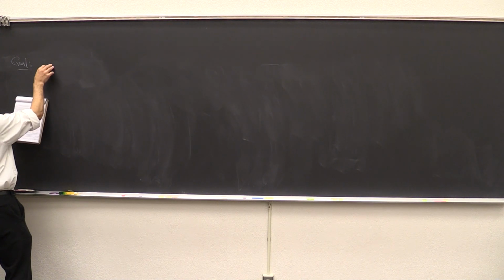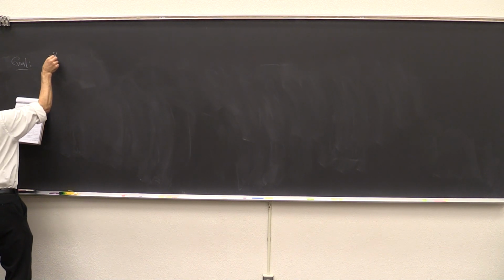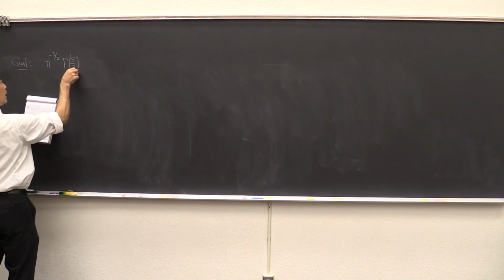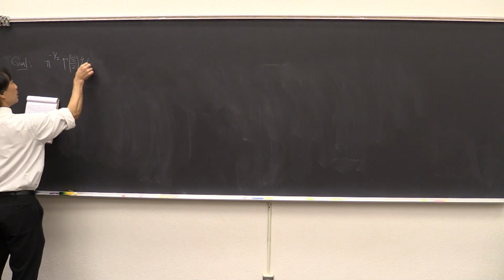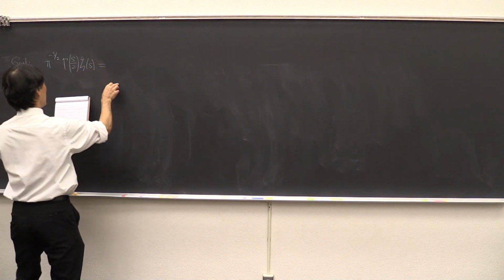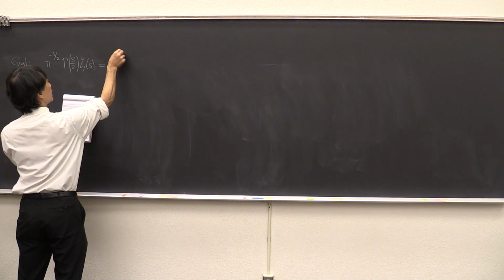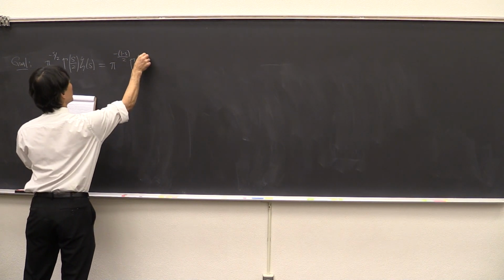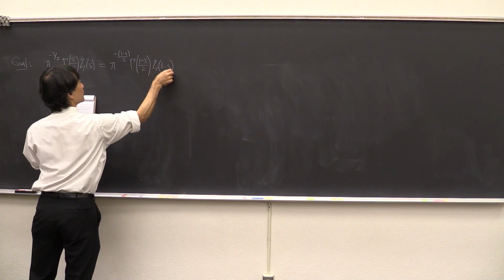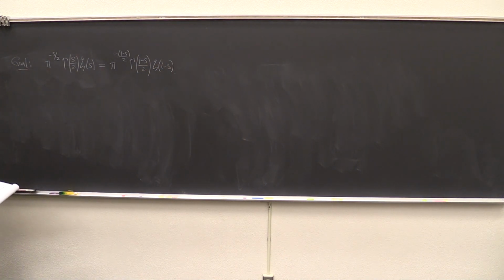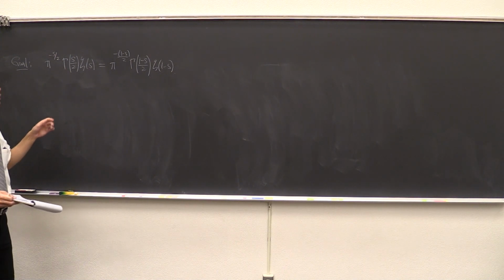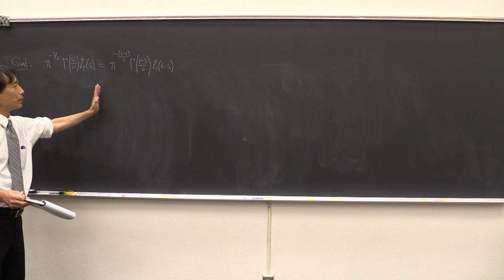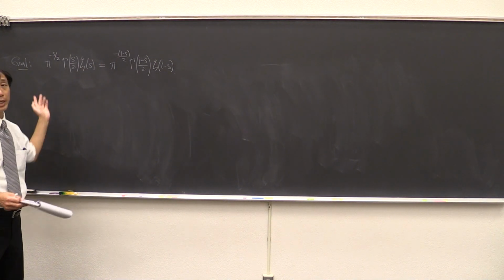So our goal is to get this functional equation: pi to the negative s over 2 times the gamma function at s over 2 times the zeta function of s equals pi to the negative (1 minus s) over 2 times gamma of (1 minus s) over 2 times zeta of 1 minus s. Okay. This will basically allow us to extend the zeta function to the entire plane.